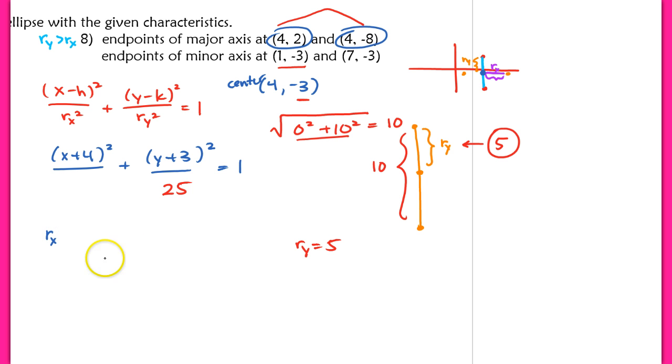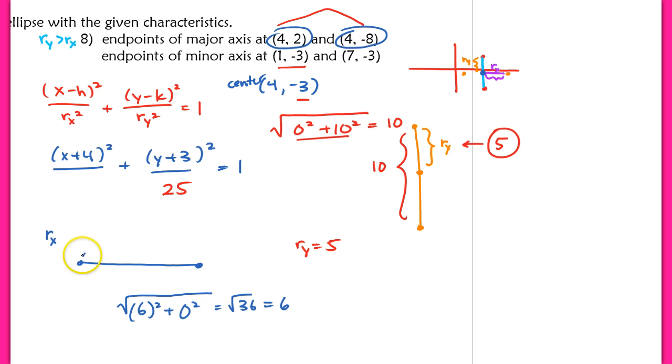Now to find that, I need to find the total distance for that minor axis here. So I'm looking at the points (1, -3) and (7, -3). If I take the square root and look at the difference in the x values, the difference here is 6, and I square that. Then I take the difference of the y values, which is going to be 0, and I square that. I end up with the square root of 36. So the minor axis length, the entire thing, is 6 units long.